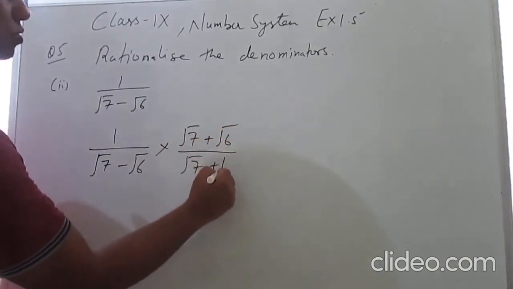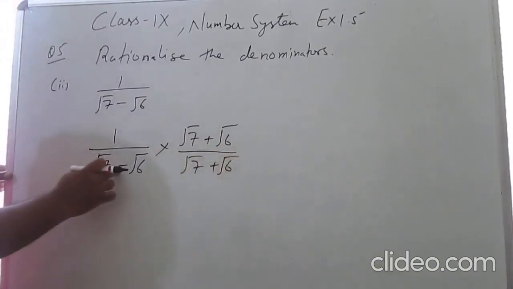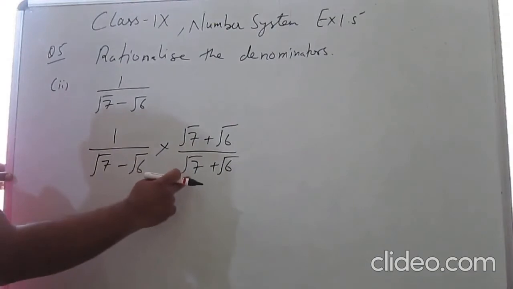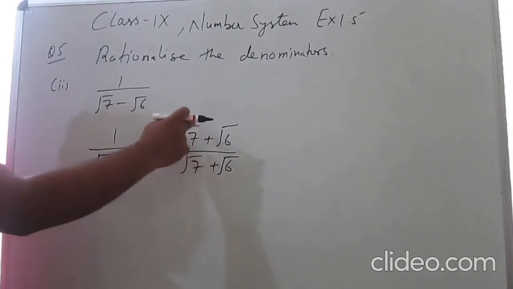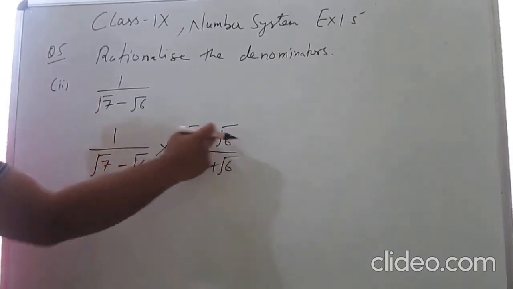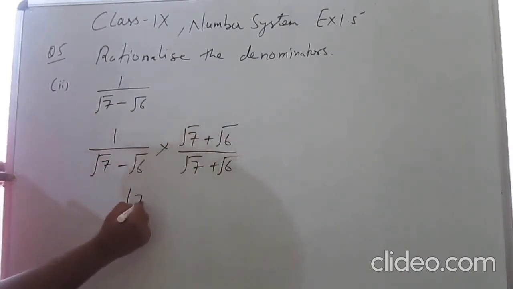Root 7 plus root 6. Here you see rationalization. Root 7 minus root 6. It is root 7 plus root 6. You have to multiply in numerator and in denominator. If you multiply by this, you will get the same number.